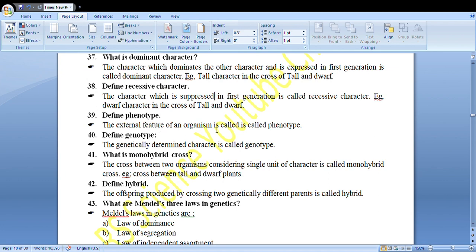Define phenotype. The external feature of an organism is known as phenotype. What is genotype? The genetically determined character is called genotype. What is monohybrid cross? The cross between two organisms considering single unit of character is called monohybrid cross. Example, the cross between tall and dwarf plants. Define hybrid. The offspring produced by crossing two genetically different parents is called hybrid.